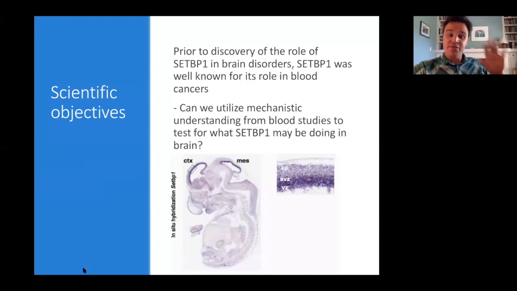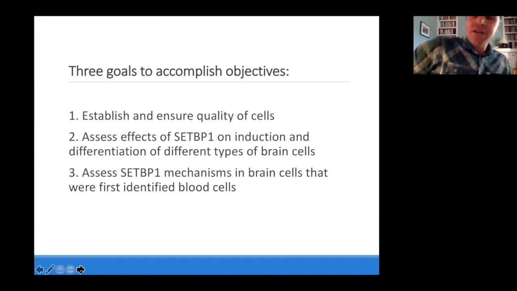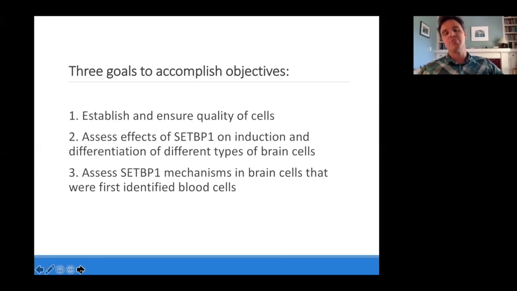So that's the first two big points: we're going to use what people in the blood cancer field have found with respect to SETBP1, and we're going to assess SETBP1 dosage within that framework. There are three real goals in my group with respect to the SETBP1 project. There's one major student in my lab, Lily, who's done the majority of this work, but obviously we're a relatively large group with a lot of technical support and myself and so on.